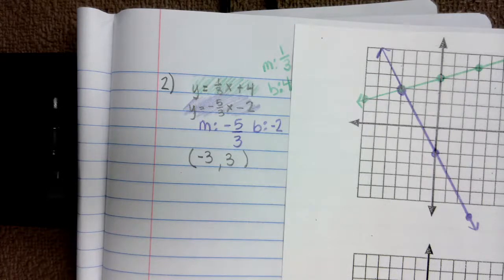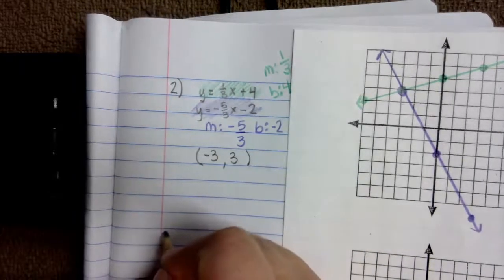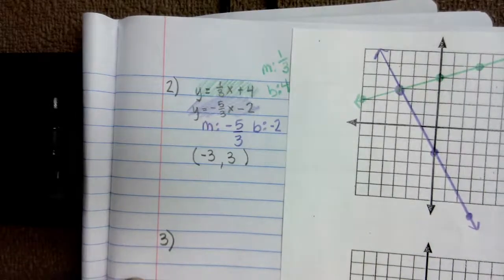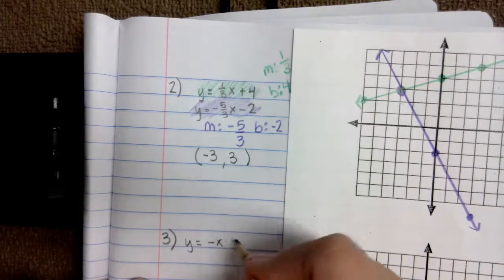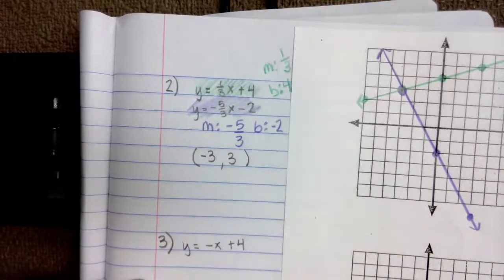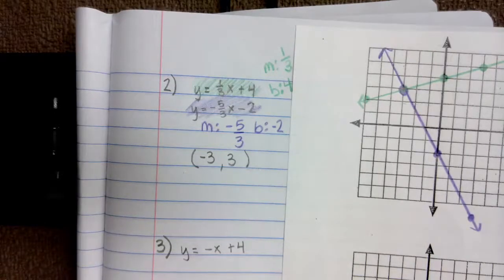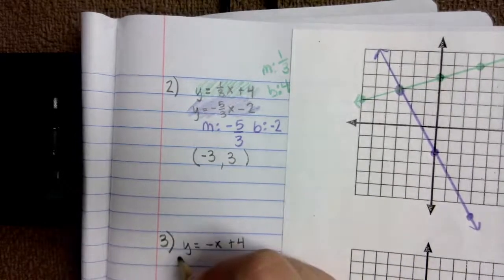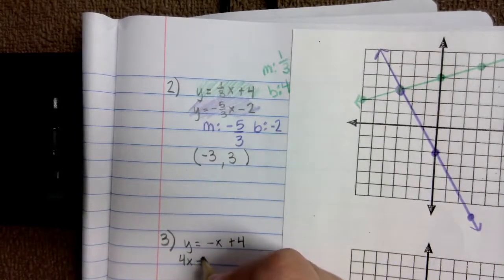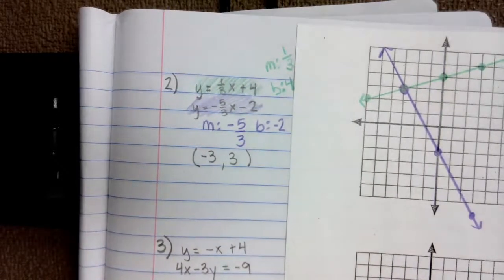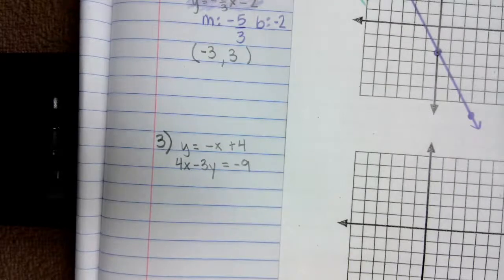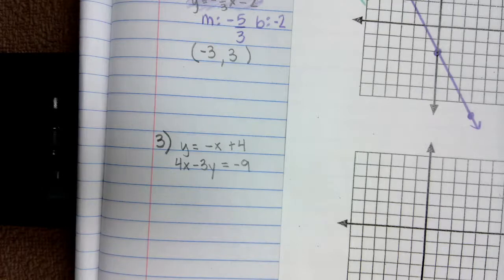All right, for our next one, we got number 3. If you want to try and work a little bit ahead on this one, you can, if you want to see if your graphing is good. Our first equation is y equals negative x plus 4. And then we have 4x minus 3y equals negative 9. So y equals negative x plus 4. 4x minus 3y equals negative 9.